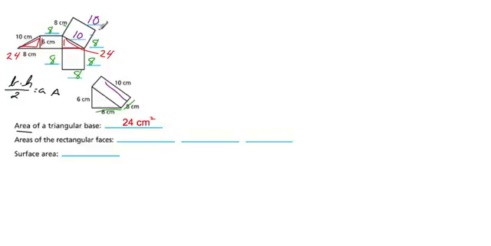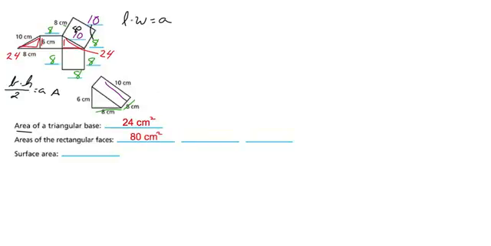Next, we'll go over to this shape right here, parallelogram. 10 times 8, and I'm multiplying length times width to come up with the area for the quadrilateral. That's 80 centimeters squared.